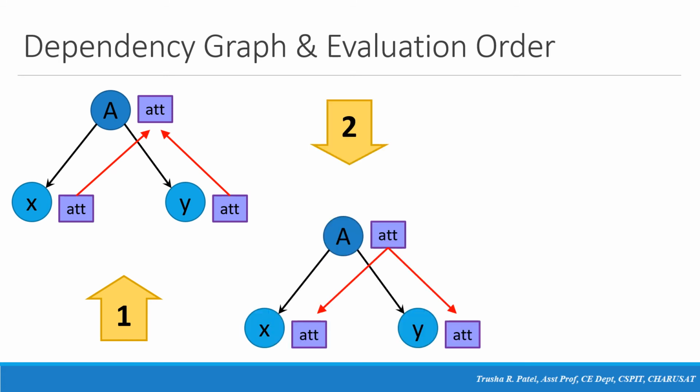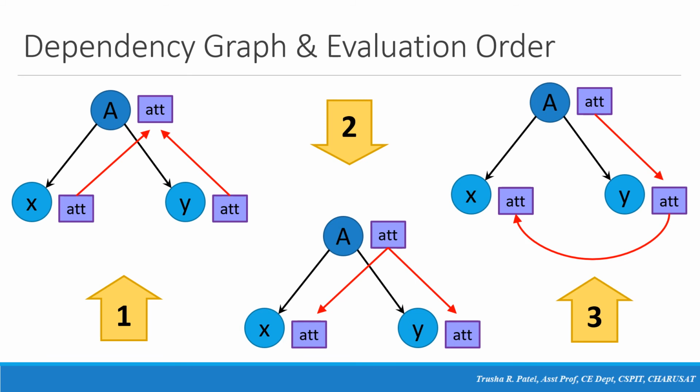Now in the second scenario, the attributes of X and Y are calculated using the attribute of capital A. So the attributes of X and Y are dependent on the attribute of A, that I have shown using the red color arrow. So that is the dependency graph. And what should be the evaluation order over here? The attribute of A should be calculated first, and using that the attributes of X and Y will be calculated.